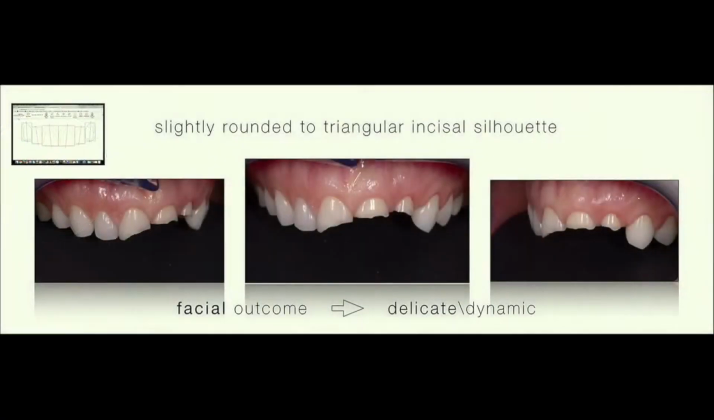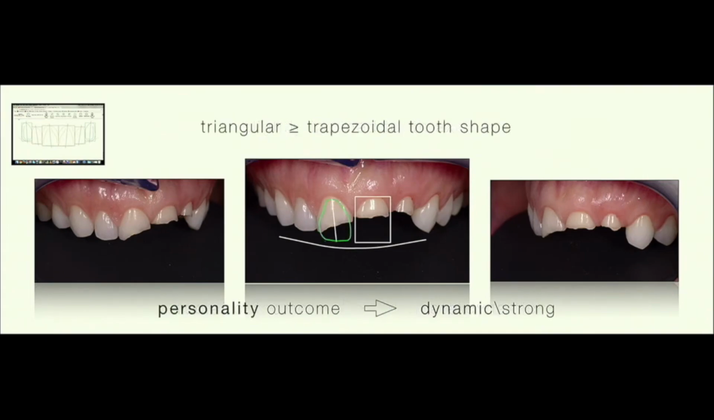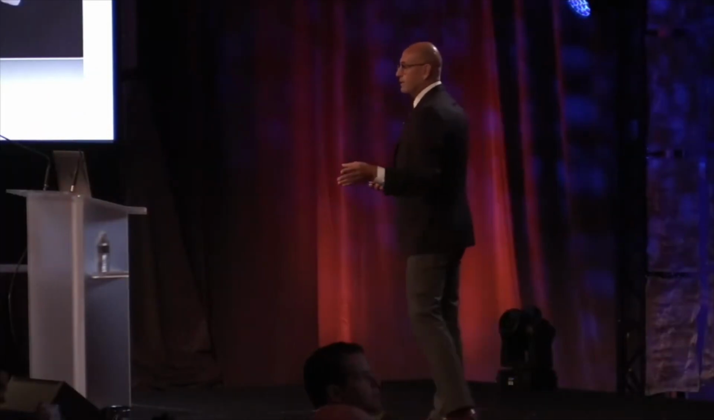me through this software. So how I would do this, I would imagine that the incisal silhouette will be slightly rounded to triangular. The centrals should have medium dominance, and then inclined tooth axis, and finally triangular to trapezoidal tooth shape. So with this in my mind, it's so easy for me to do the mock-up. I just fill in the blanks. And with that, I already get a design that will be almost 90% representing my final design.